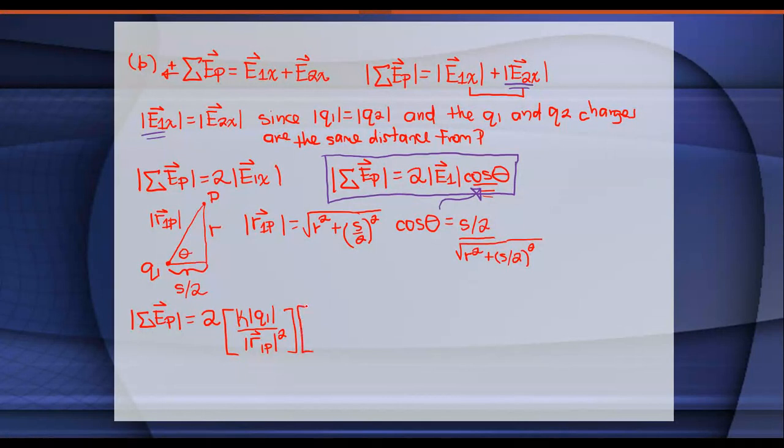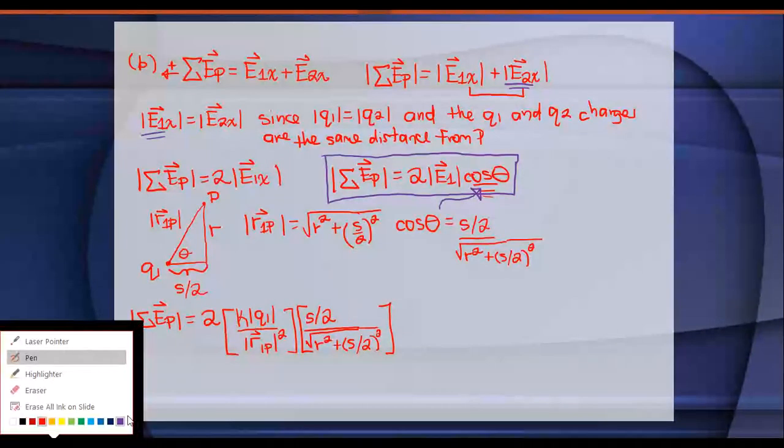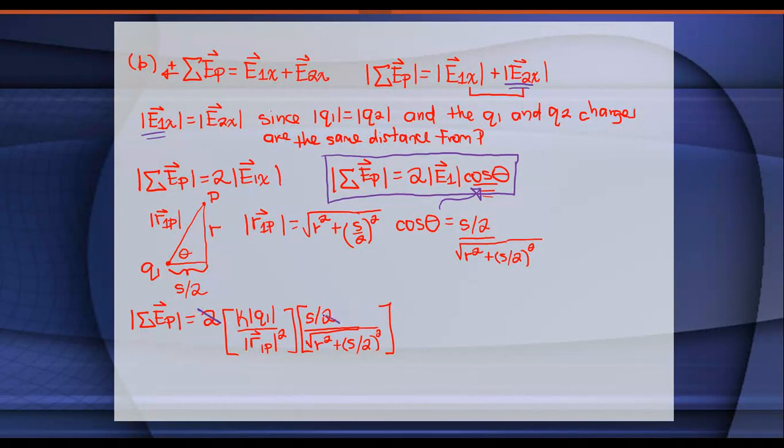And then cosine of theta is S over 2 divided by the square root of R squared plus (S over 2) squared. So this part is E1, and this part is cosine theta. Now, right away, I can get the 2's to cancel. This 2 and this 2 right here would cancel off. And then I'm going to take this expression for R1P and plug it in right there. Let's see what this looks like now.